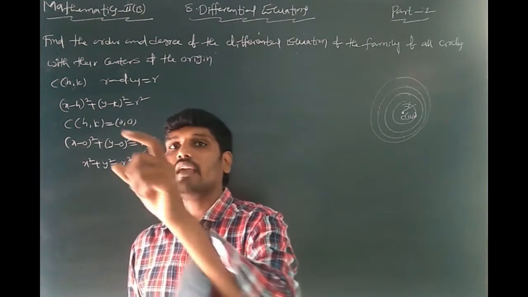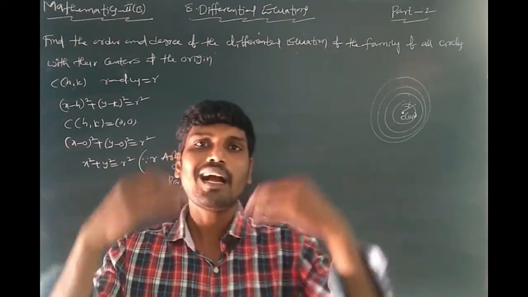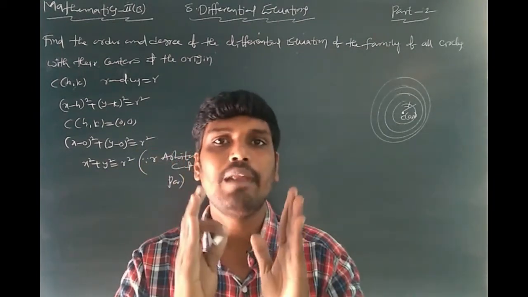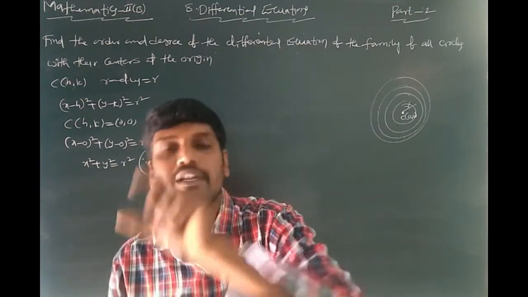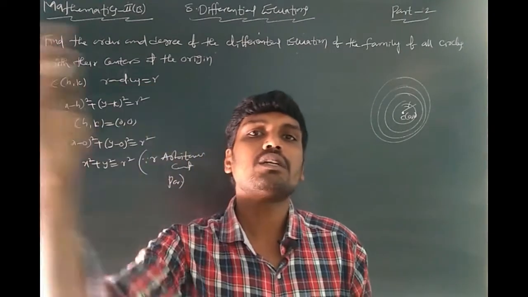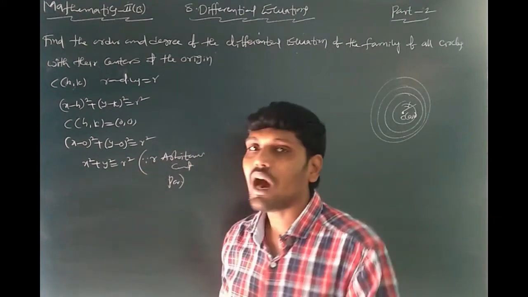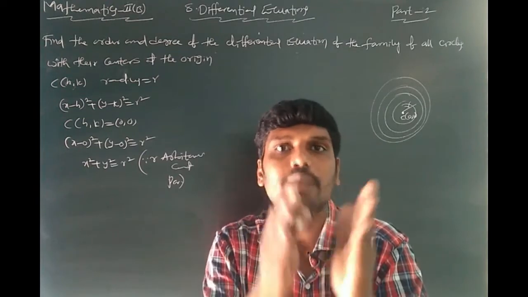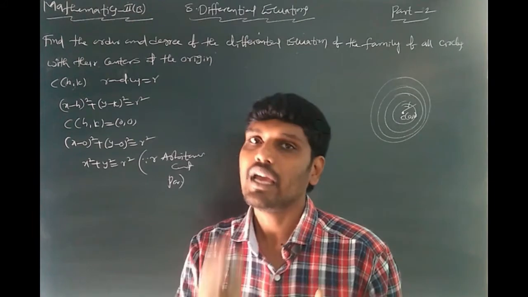For any family of curves, see how many arbitrary constants there are. That many times you can differentiate that family of curves. Suppose one arbitrary constant is there, then differentiate only one time, order is 1. If two arbitrary constants are there, you differentiate that family of curves 2 times. Here only r is there, only one arbitrary constant, so differentiate only one time to eliminate that arbitrary constant. That is the aim of this problem.